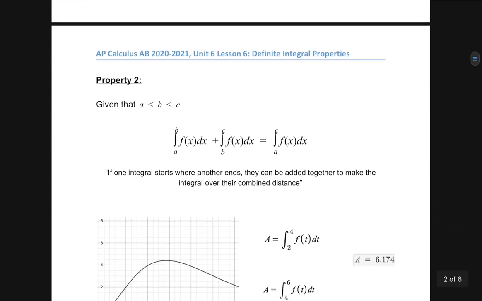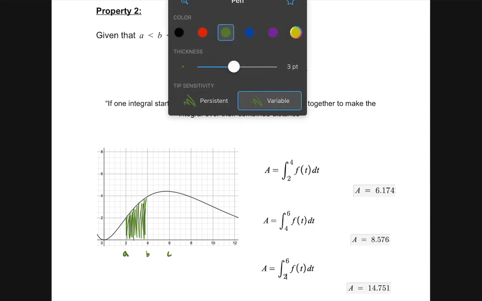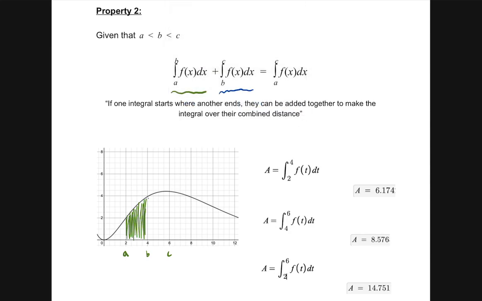The next one that I think is also sort of geometrically very straightforward, let's imagine that we have three numbers, and let's say we go from 2 to 6. Let's say A is 2, B is 4, and C is 6. What this property here says is, if I find the definite integral from A to B, so I find the area under the curve from A to B, and I add to that the definite integral from B to C, well, that is equal to the definite integral of both of these things.